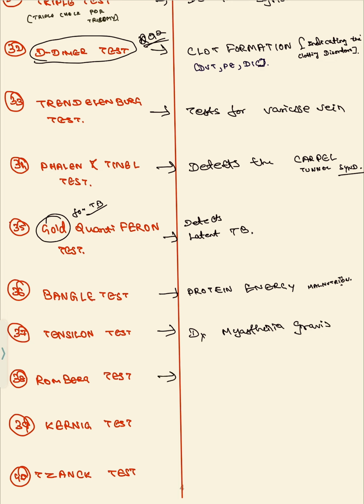Romberg test, test for balance and proprioception. It's for balancing our body and our gait. It's a neurological function test.